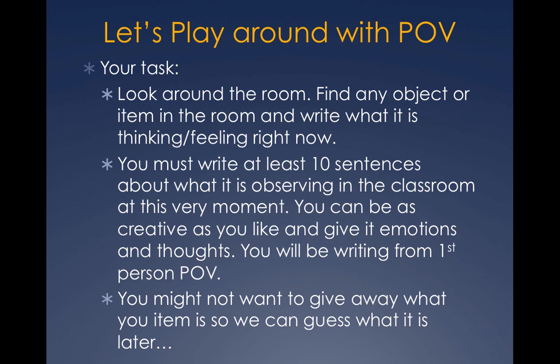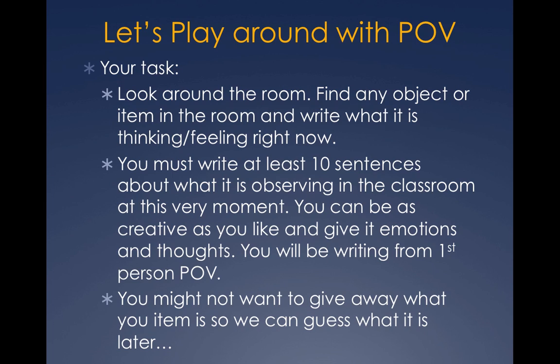Your requirements are, I want you to write at least 10 sentences about what that particular object is observing in the classroom. You can be as creative as you like. You can give it emotions. You can give it thoughts. You can make it crazy if you really wanted. I would like you to write it from first person point of view. So it should have those pronouns I, me, my. Pretend and put your shoes in the place of that item.